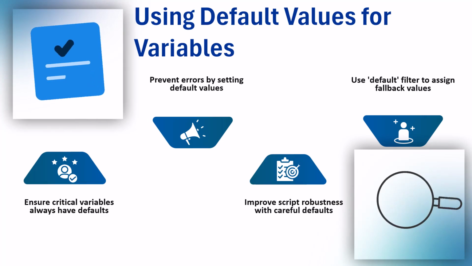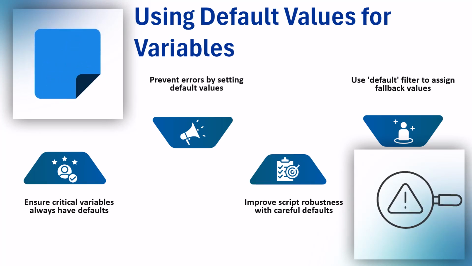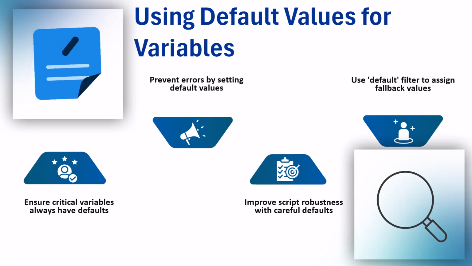Ever run into a missing variable issue? It's like showing up to work without your coffee. Total disaster. Setting default values ensures your playbook doesn't crash. The default filter is a lifesaver, ensuring smooth execution. Always define critical variables, because guessing is never a good strategy. A solid playbook is like a safety net, catching errors before they ruin the show.